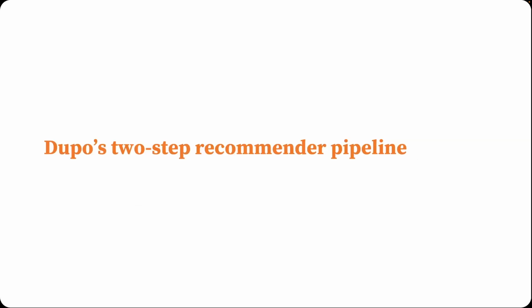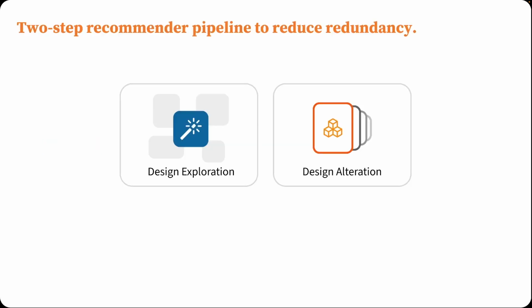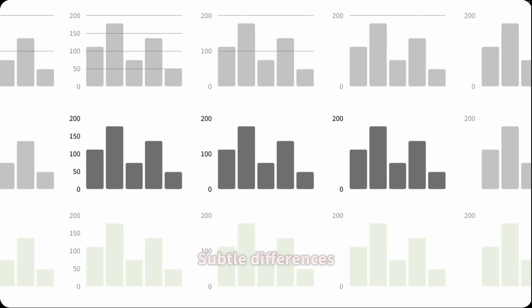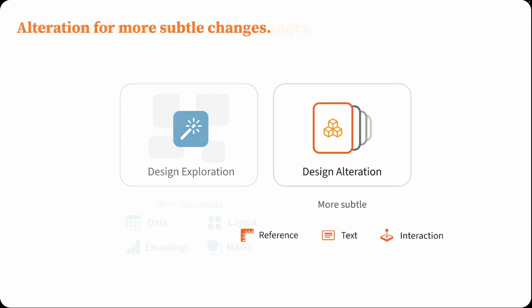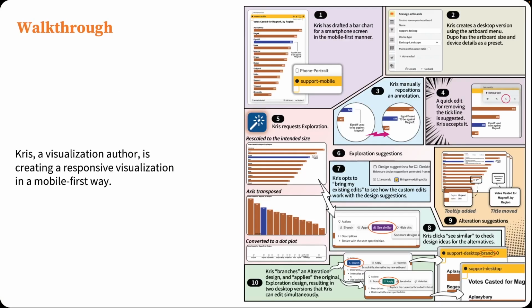To support design exploration, Dupo employs a 2-step recommender pipeline, which consists of high-level exploration and low-level alteration. We made this separation because showing all the possible transformations at the same time can overwhelm the users with subtleties, making it harder to distinguish one from another. Exploration is about more noticeable changes to data, layout, encoding, and mark type. Alteration is for more subtle changes to reference, text, and interaction.